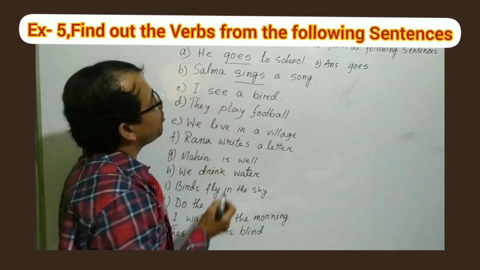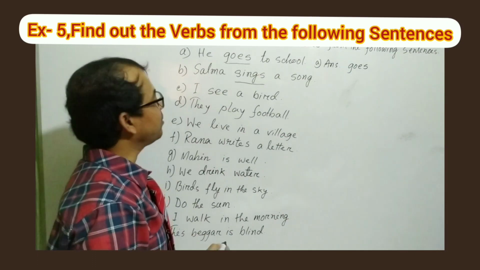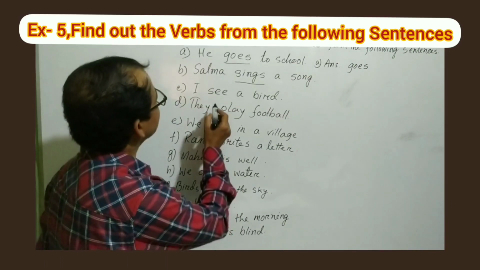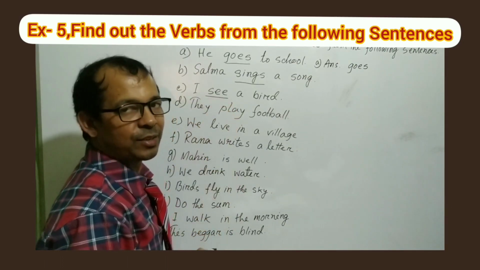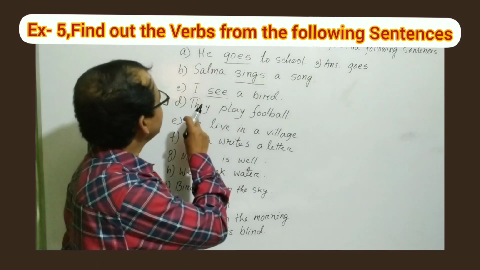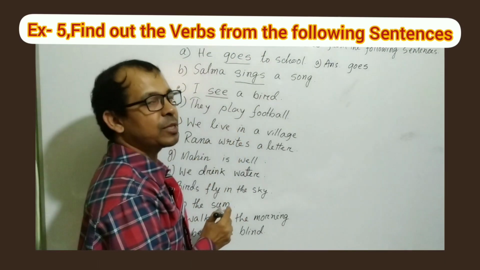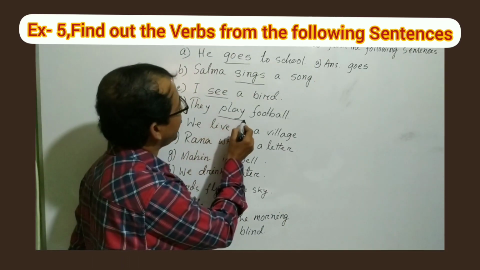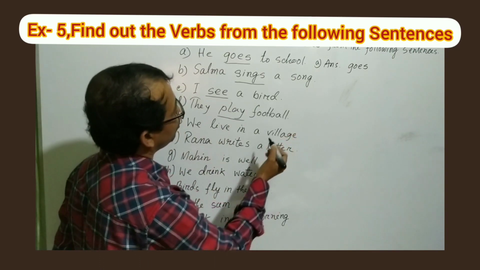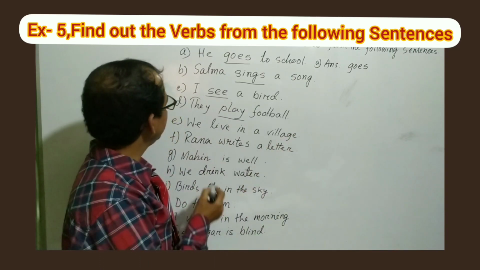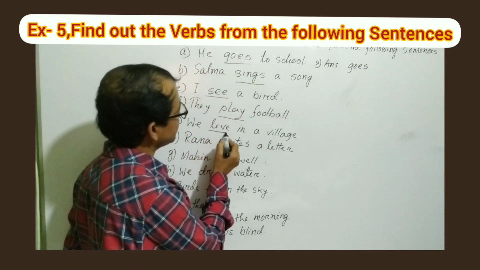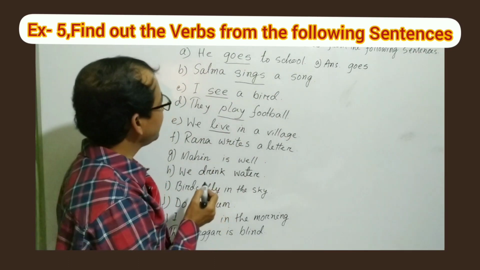Third one, I see a bird. Can you tell me which one is verb? Yes, see. Which one is action word? Yes, this is an action word. They play football. Which one is verb? They is a pronoun, football is a noun. So which one is action word? Yes, play. We live in a village. So which one is action word? We, pronoun. Okay, and live. Yes, this one is action word. That means this is verb.